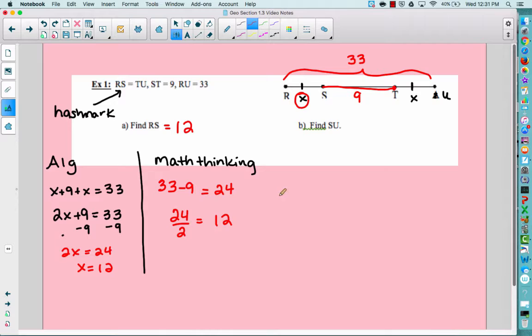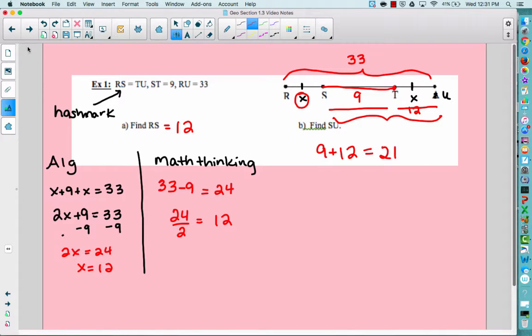Then it says to find SU. All right, so I'm going to put 12 over here for X. SU is 9 plus 12 because it's ST plus TU equals SU, segment addition postulate. So giving me SU is 21.